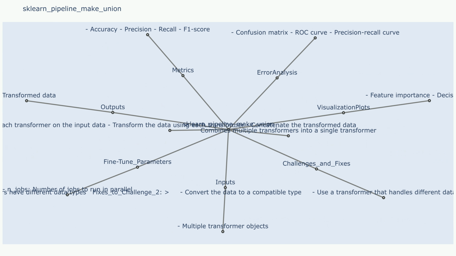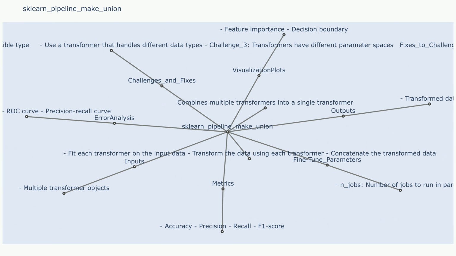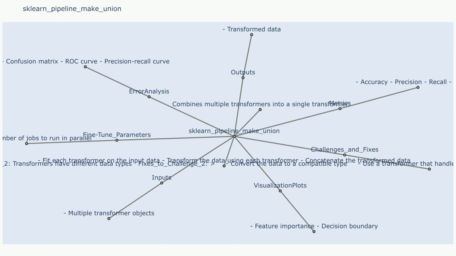Steps. Step 1: the fit method of the composite transformer is called, triggering the fit method of each individual transformer in the list. This allows the individual transformers to learn patterns from the data. Step 2: the transform method of the composite transformer applies each individual transformer in the list to the data sequentially. The resulting output from one transformer is then passed as input to the next transformer.